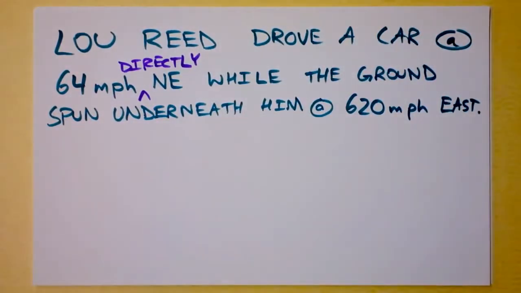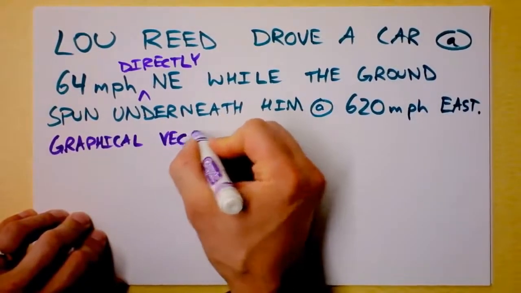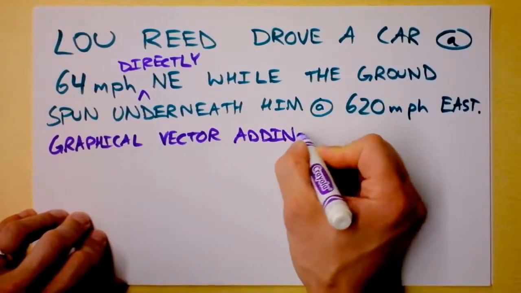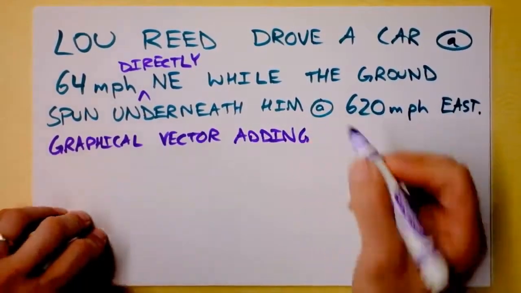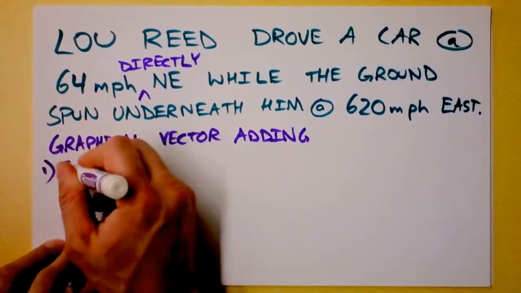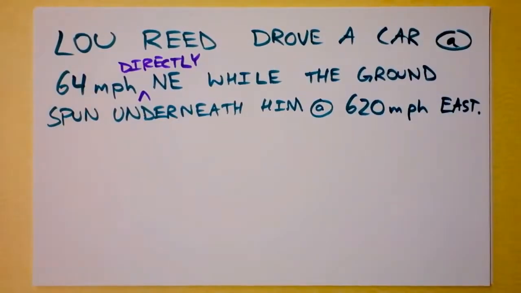And what I want to do here is show graphical vector addition. That's what we're going to do now. Yeah, let's just call it graphical vector adding. We need to establish a scale. 45 degrees away from east, just splitting the difference, while the ground spun underneath him at 620 miles per hour east. Oh, I guess we're going to be considering the rotation of the Earth now.